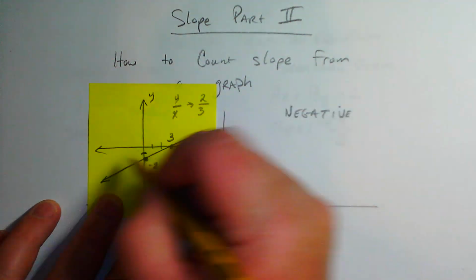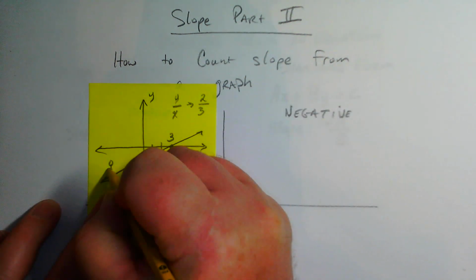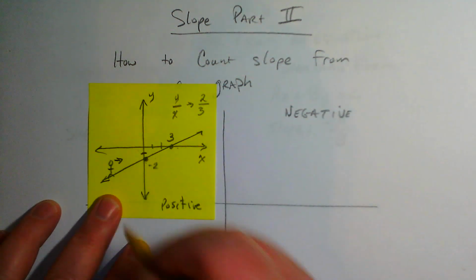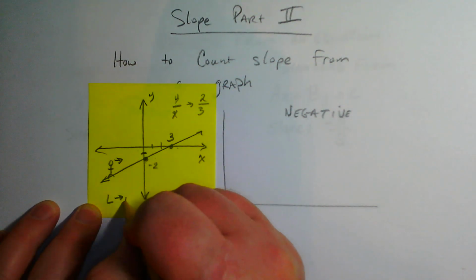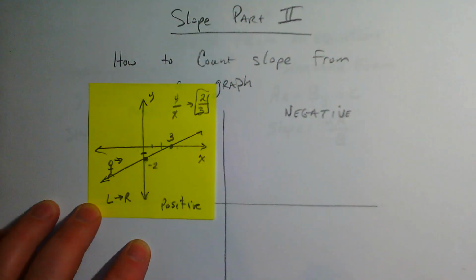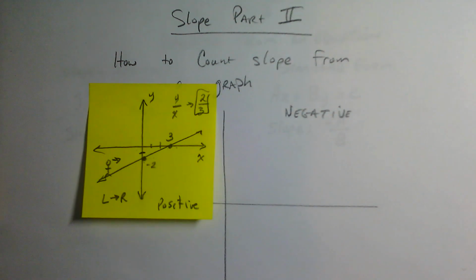That's it. Now again, the reason this is a positive slope is imagine you're standing on the line somewhere on the left and you're walking to the right because you read slopes. You read graphs from left to right. You're going up, so this is a positive slope. It's a positive number. There you go. Now let's talk about a negative slope.